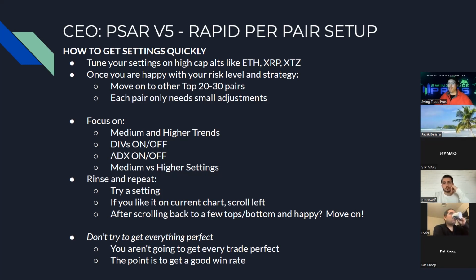But Green Wolf has been doing this for a long time, so he wants to be profitable, and we understand that. And so we really need to know how to set up quickly and efficiently, so we're not spending our lives just going through charts, setting up pairs, right? So how do we do that?